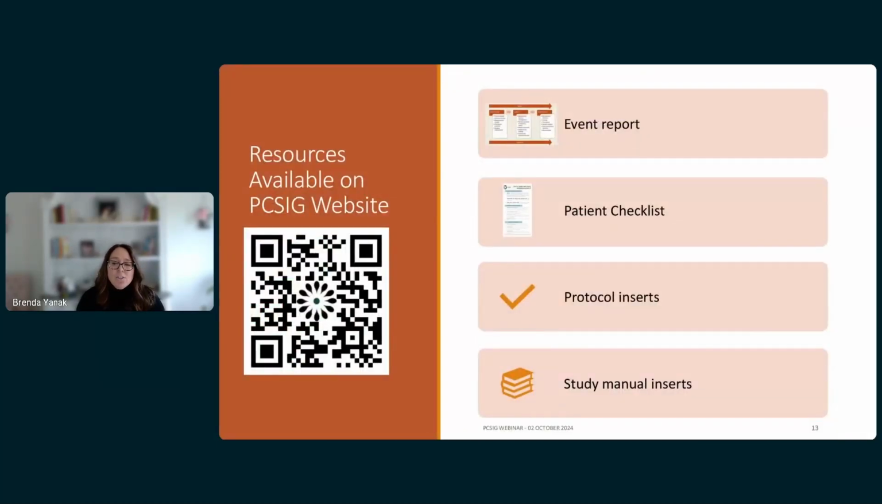So by scanning this QR code, you can see the readout from the report of our workshop, as well as access the patient checklist, the protocol inserts, and study manual inserts that we devised. And now I will turn this over to Neil to discuss next steps.